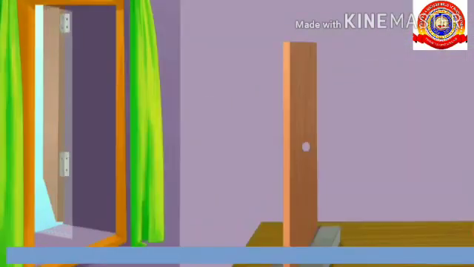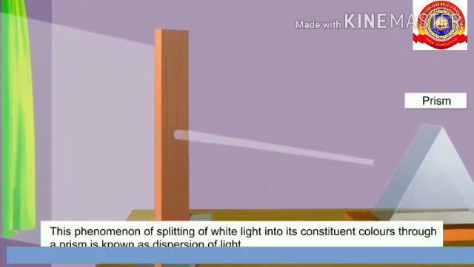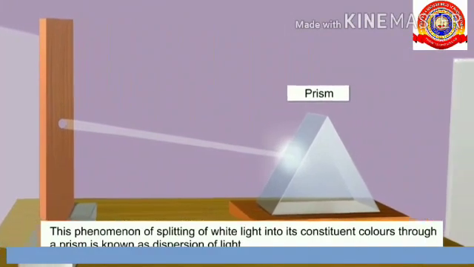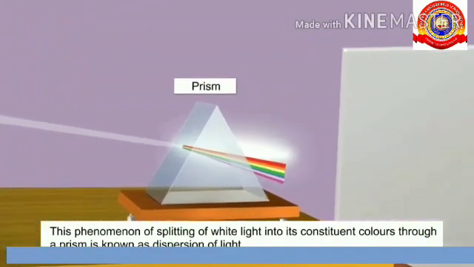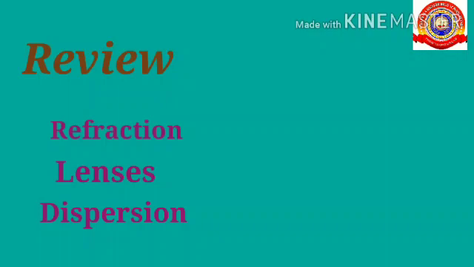So, the phenomenon of splitting up of white light into its component colors is dispersion. It occurs because different colors in white light undergo different extents of refraction. So students, let's summarize. Today we discussed refraction, lenses and their characteristics, and dispersion.